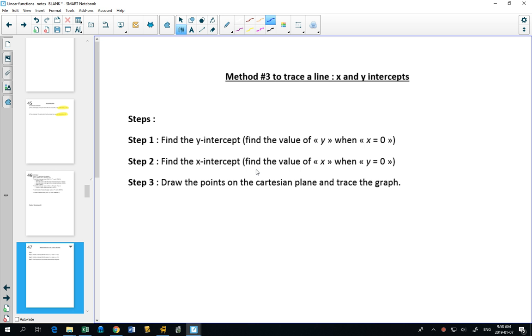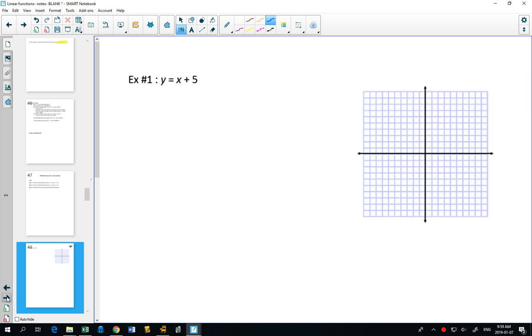We're finding 2 points, which in the table of values I told you to find 3, because if you screwed up, you would at least find out. But in this, you're taking your chances with just 2 points that you're going to get them right and find their graph that way. So here we have y equals x plus 5.